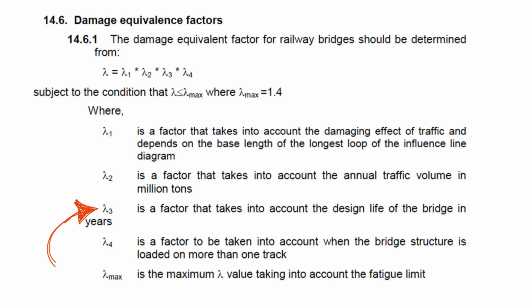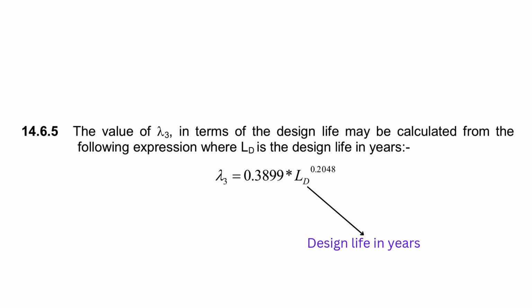Next factor is lambda 3. Lambda 3 is also a damage equivalent factor, which is dependent upon the design life of the bridge. The more the design life, the more the value of lambda 3. The value of lambda 3 can be calculated by the formula given here. Here, LD is design life of bridge in years.